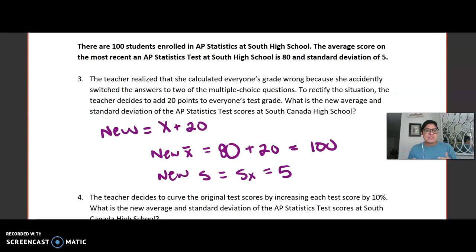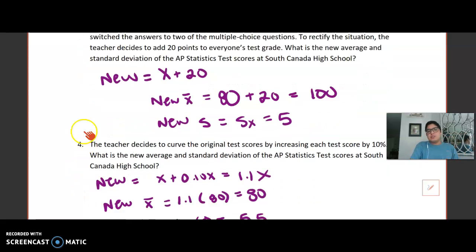Alrighty, so hopefully not too complicated here. We have an AP Stats class that has a test average of 80 and a standard deviation of 5. Well, the teacher decides to rectify the situation by adding 20 points. Addition only changes center, not spread. So that'll change my new average to be 100, but I'm literally just taking it and moving it, so it will not change the spread of the distribution.